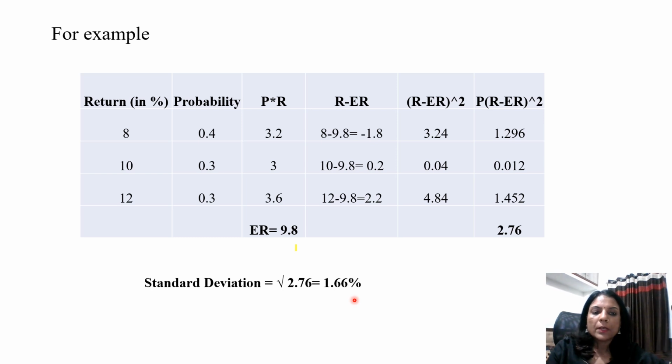So in this example, we have three securities X, Y, Z, with returns of 8%, 10% and 12% with the probabilities 0.4, 0.3 and 0.3. We got the expected return is 9.8%, while the standard deviation is only 1.66%. I hope you understood how to calculate risk and return of a portfolio having different securities.